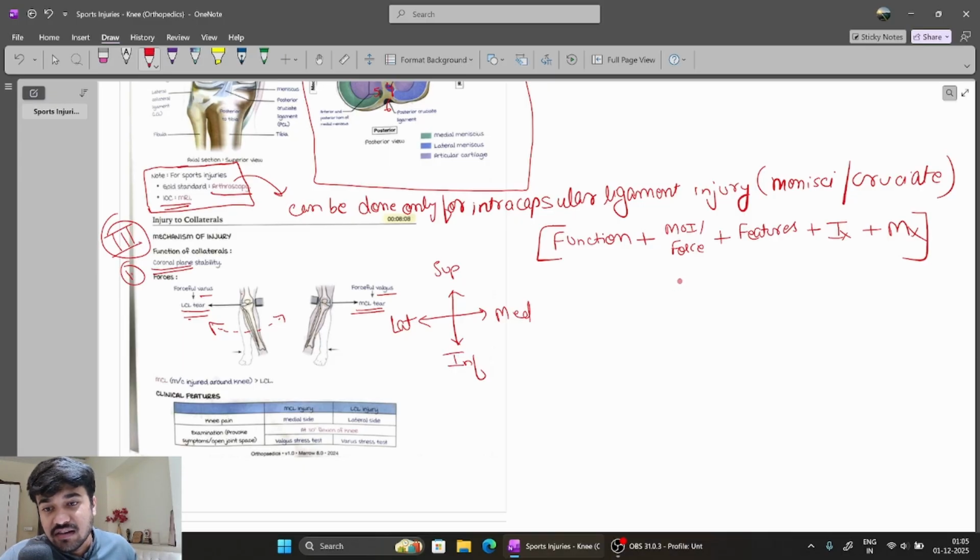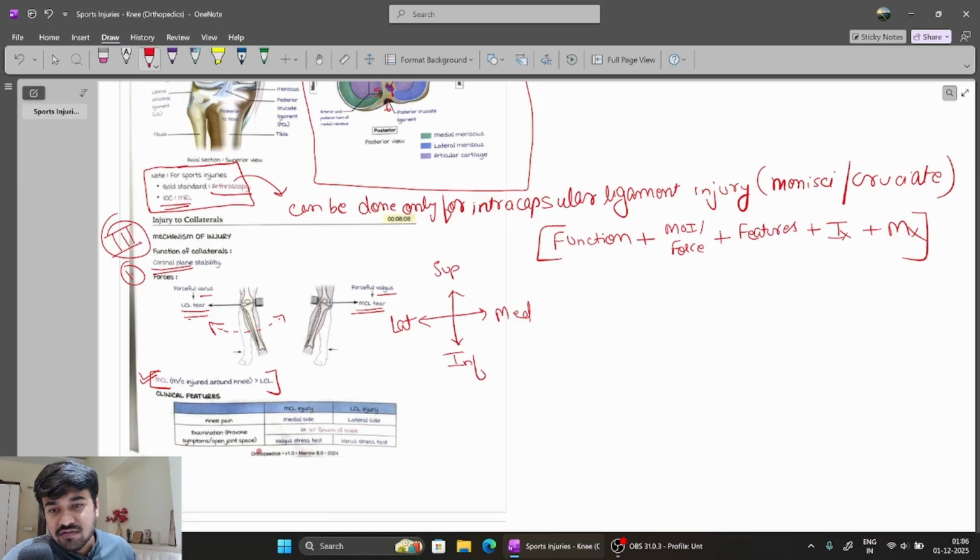Now coming on to the clinical features, of course MCL injury is more common than LCL injury, that you have to remember. In fact, the medial collateral ligament is the most commonly injured ligament around the knee, right? So in any sports injury around the knee, the most common ligament which gets injured is the medial collateral ligament, right? That you have to remember. Now, of course, the knee pain in MCL injury will be more on the medial side, while in LCL injury, the pain will be more on the lateral side of the knee, right?